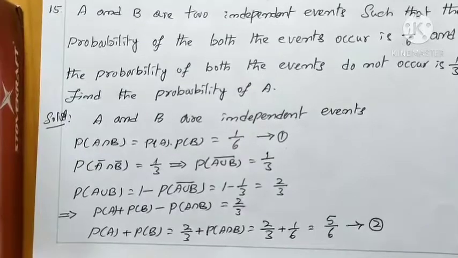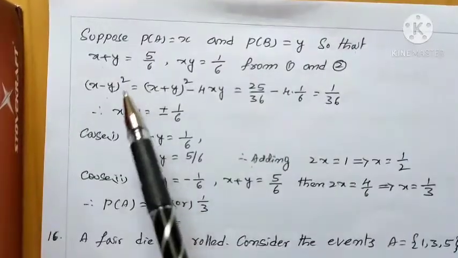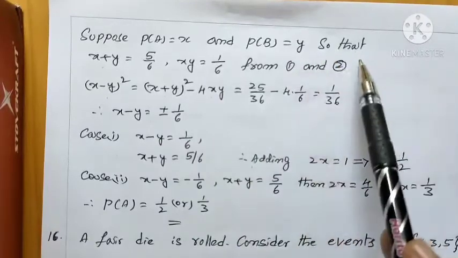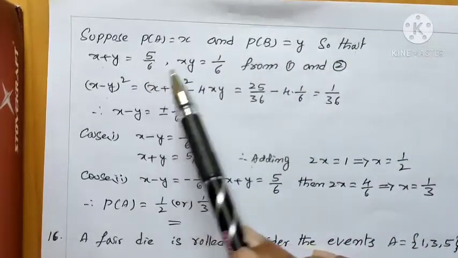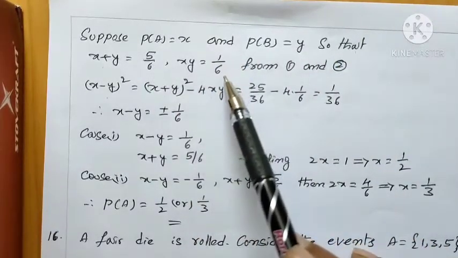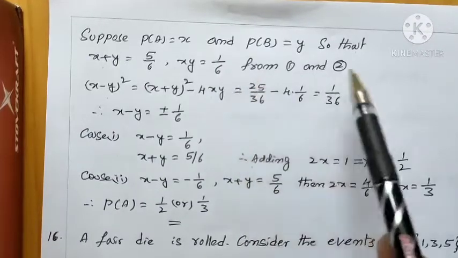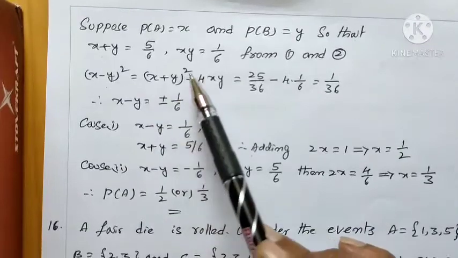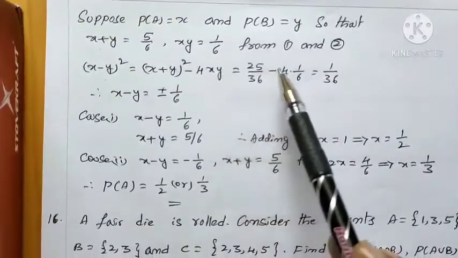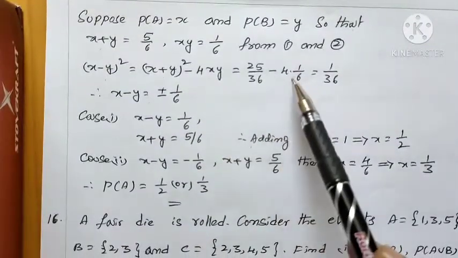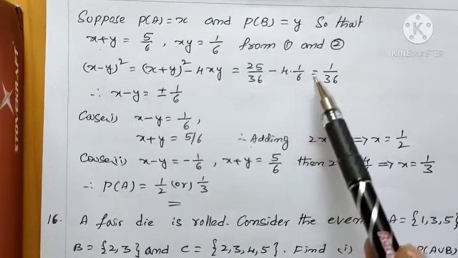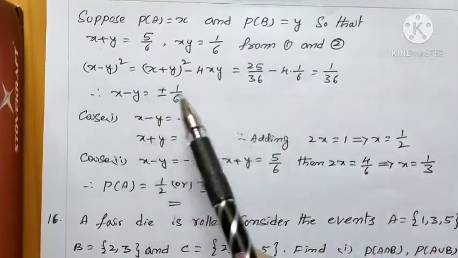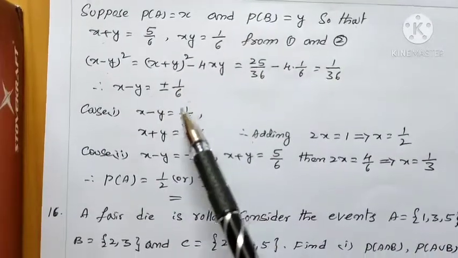Equation number 2. Let us assume P of A is equal to x and P of B is equal to y, so that x plus y is equal to 5 by 6, xy is equal to 1 by 6, from 1 and 2. (x minus y) whole square is equal to (x plus y) whole square minus 4xy, that is equal to 25 by 36 minus 4 into 1 by 6. If you simplify it, you will get 1 by 36. x minus y is equal to plus or minus 1 by 6.